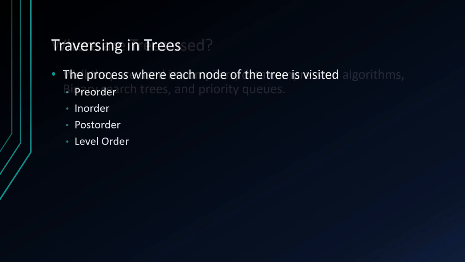Trees seem complex due to their links, and unlike lists, we don't traverse them in a linear fashion. So there are 4 ways we can traverse a tree, which means the process where each node of the tree is visited. First we have pre-order, next is in-order, post-order, and level order. First is pre-order.